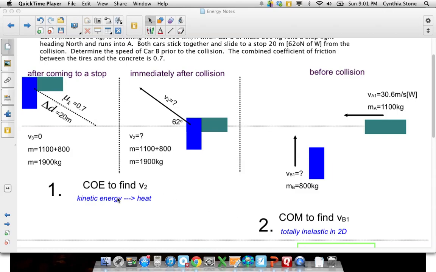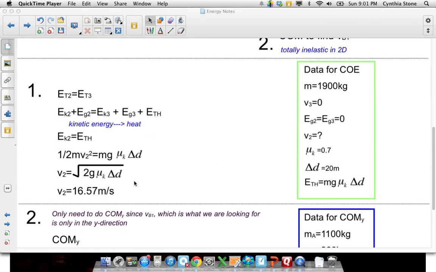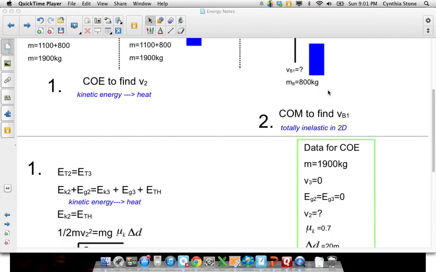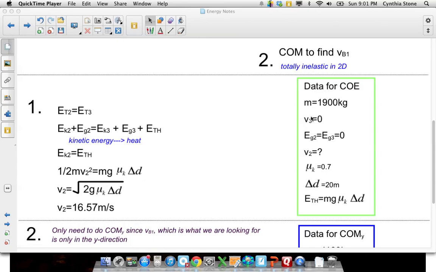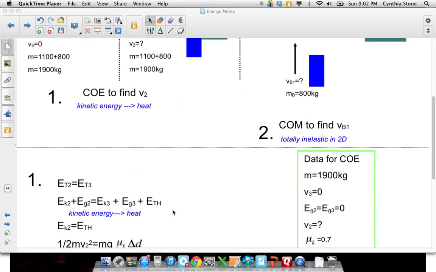So first, the conservation of energy. This might throw you off, but right after the collision, the cars are traveling on this angle, and you don't need to worry about angles with energy. You just deal with speeds. It's a scalar thing, so you don't deal with the 62 degrees or anything like that. All you say is, we know the combined mass of the two cars is 1900. You know they end up at a stop. The gravitational potential energy is nothing. We want to find the speed. Similar to the last example, I'm going to jump ahead. Call this 1, this 2, and this 3. So we're looking for V2, the combined speed right after.